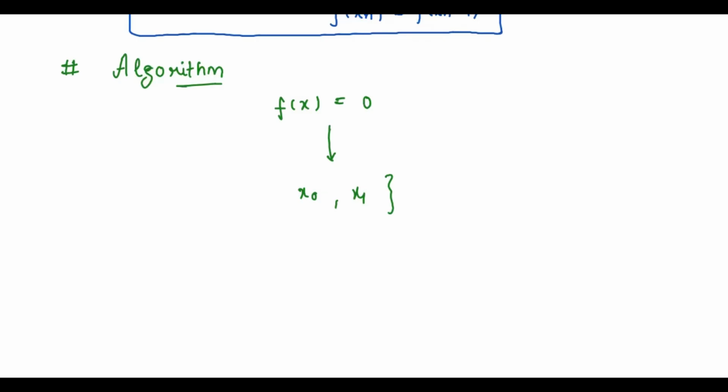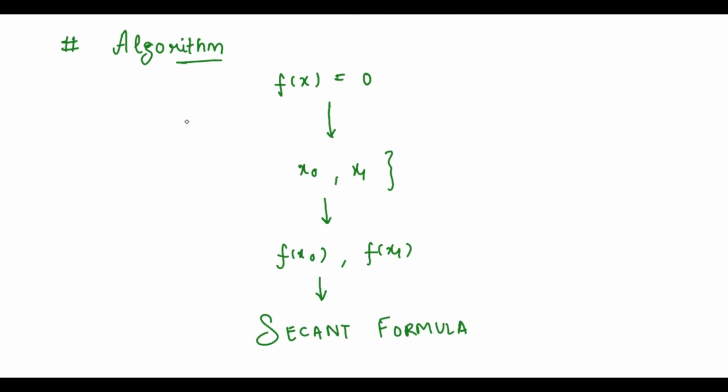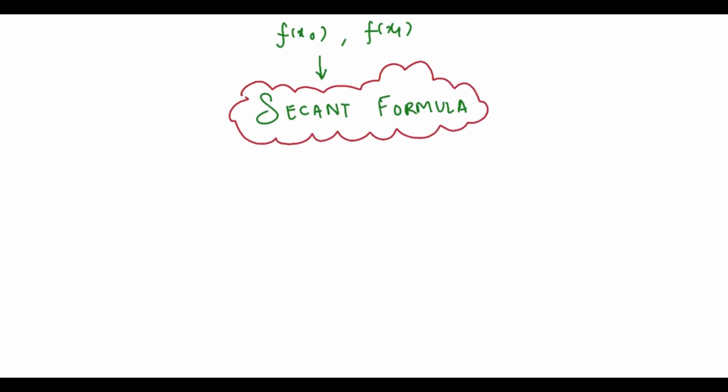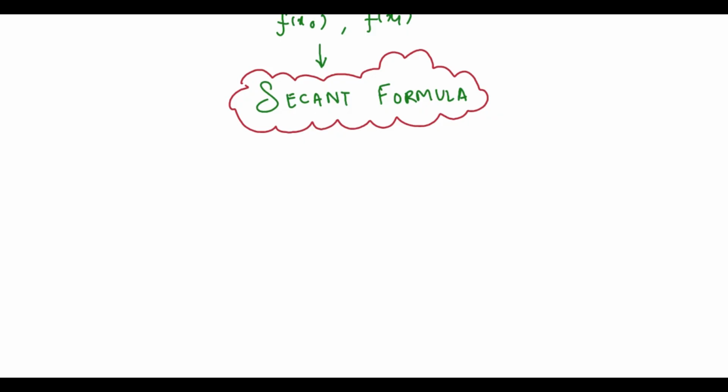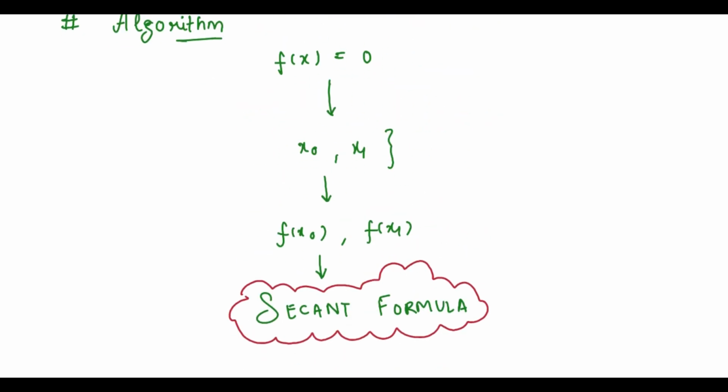Now you need to evaluate the value of the function at the point x0 and the point x1. These values will be substituted in the iteration formula, that is the secant formula, and this gives us the next approximation. Now notice that the oldest approximation is discarded here. The newest approximation becomes part of the next secant, and this is why the secant method always works with the latest two approximations. Now you just need to repeat the iteration until one of the stopping criteria is satisfied.